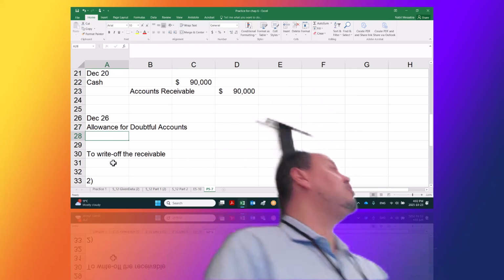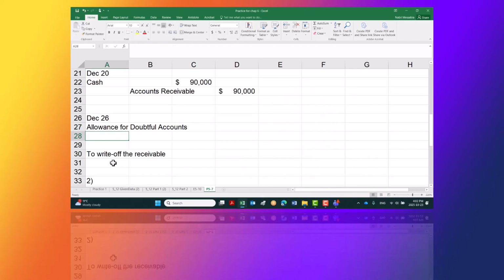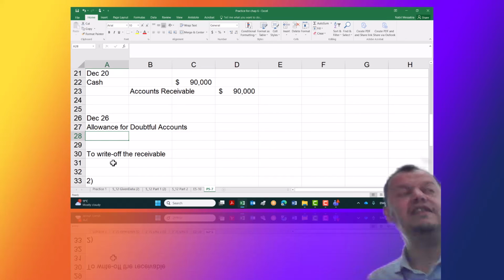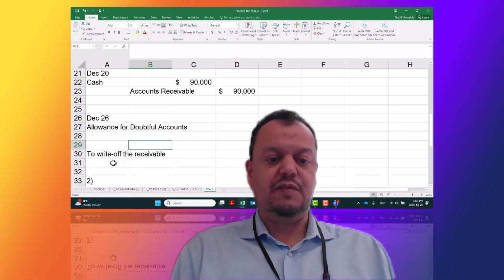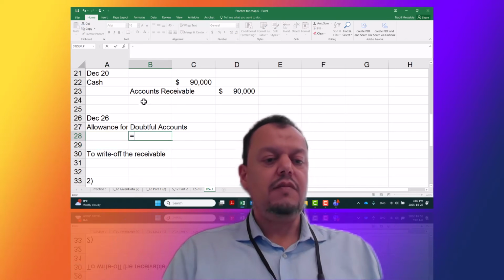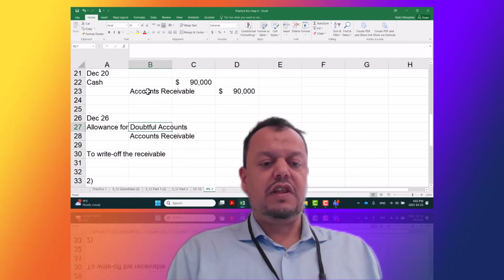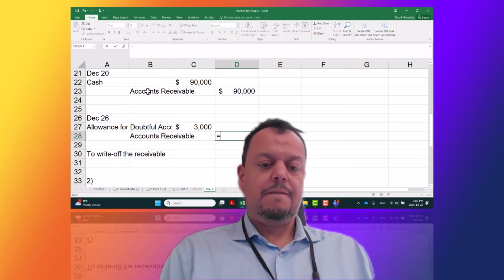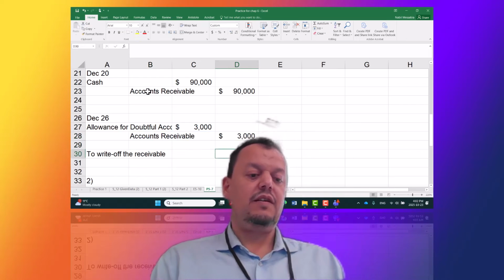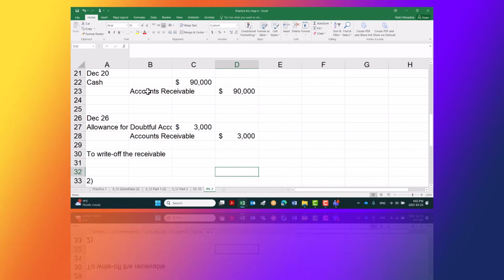Which is a contra asset account. This is not a loss account. This is a balance sheet account, a contra asset account, and remove the receivable, clear the receivable, $3,000, to write off the receivable. Good, excellent.